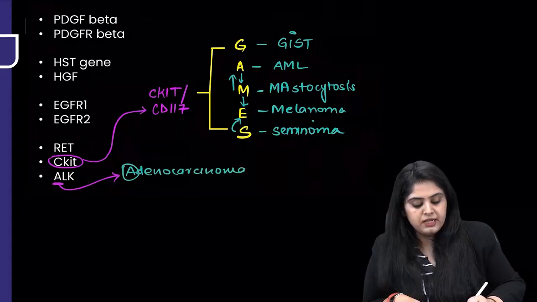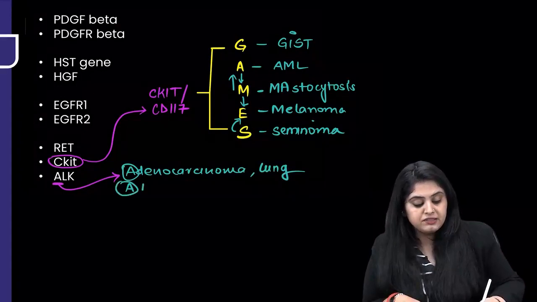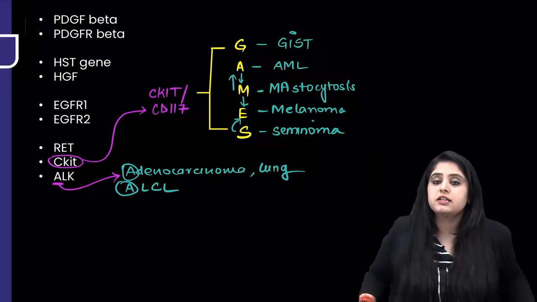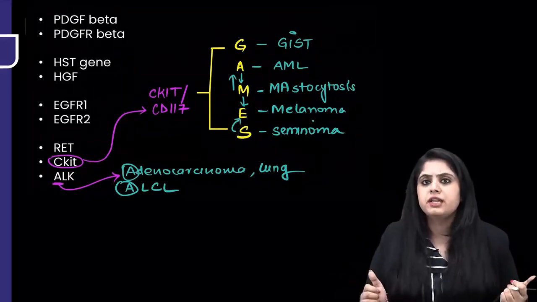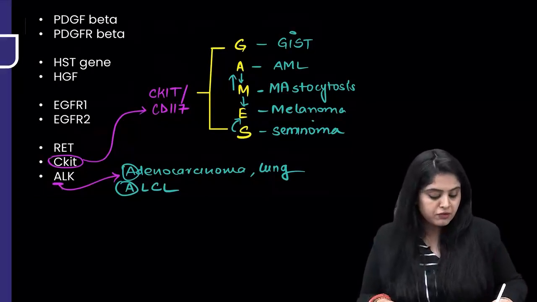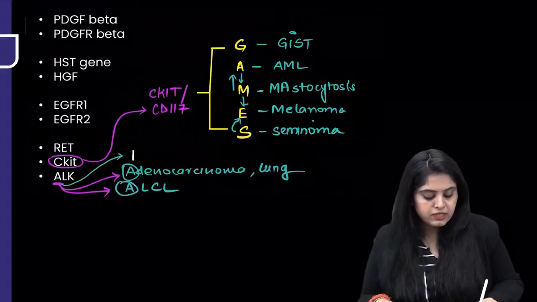So, first of all, A for adenocarcinoma lung. There's another A, anaplastic large cell lymphoma. Go to your lymphoma chapters, you will study anaplastic large cell lymphoma is going to show you A for A, that is ALK mutation. One thing I want to tell students who are preparing for higher institute exams, please note ALK is also associated with inflammatory myofibroblastic tumor.